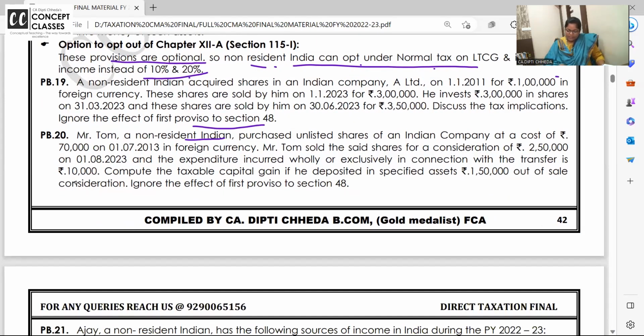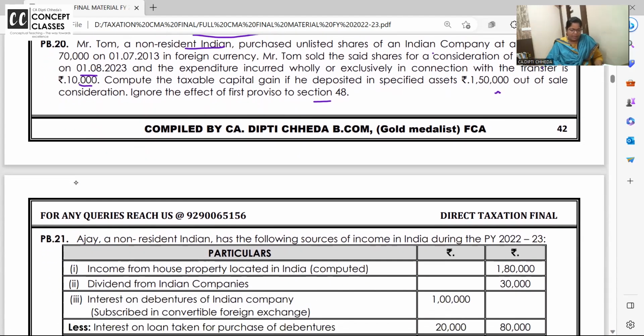28th problem. Tom is a non-resident. He purchased unlisted shares of Indian company at a cost of 70,000 in 13. Tom sold these shares for a consideration of 2,50,000. An expenditure incurred wholly and exclusively in connection of the transfer is 10,000. Compute the taxable capital gain if you deposited the assets 150. Now, Tom, when you have sold the shares for 250, you should have invested 250 or more, no? Why did you invest only 150? Now, only proportionate capital gain will be exempt under 115F. Ignore the first proviso, मतलब आपको कोई date convert नहीं करना है और वो सब नहीं करना है. Okay? Right. So, let us do the 28th sum now.